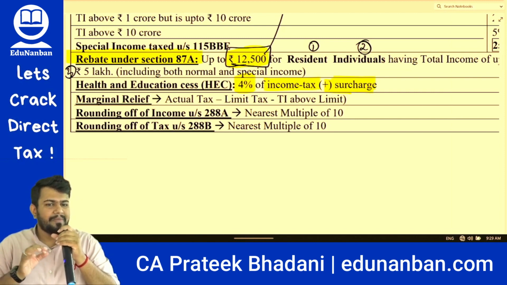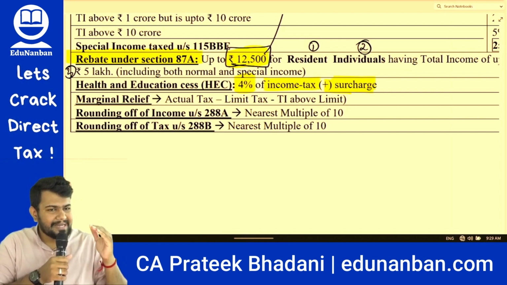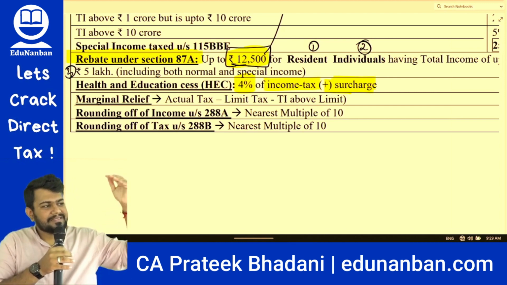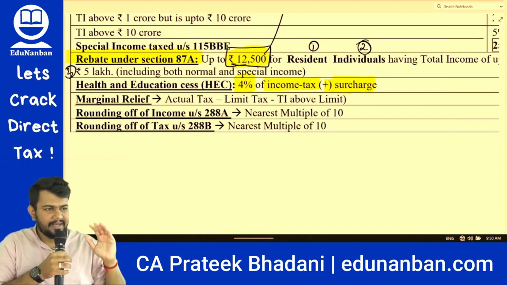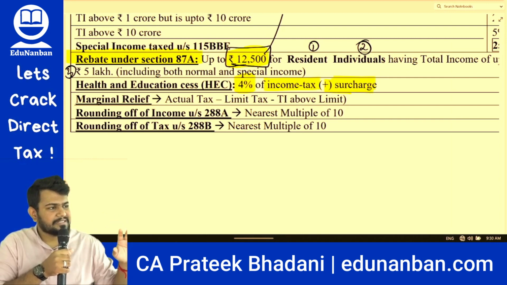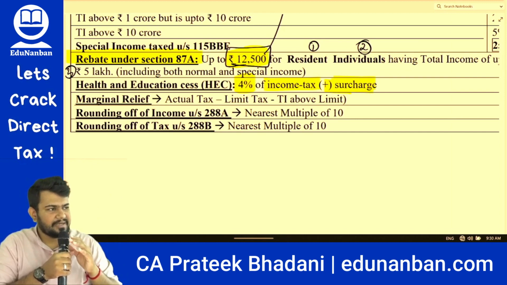Now let's come to marginal relief. Why does marginal relief come? Marginal relief comes when the additional tax is sometimes more than the additional income. Why does this happen? Because surcharge does not follow slab rate system, it follows direct rate system. That is why there is marginal relief concept.